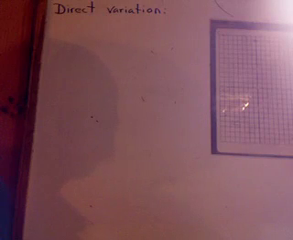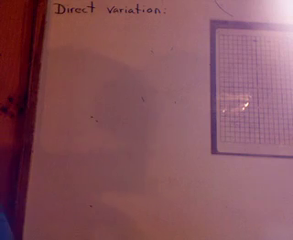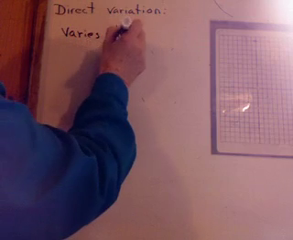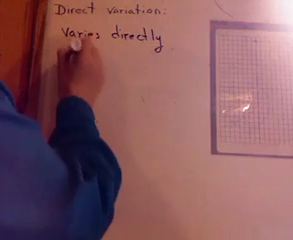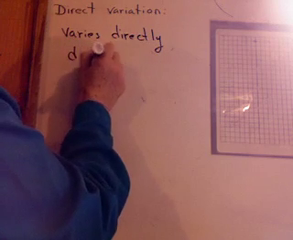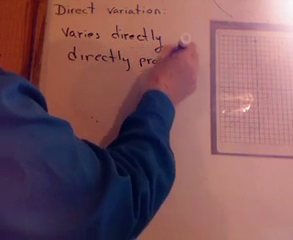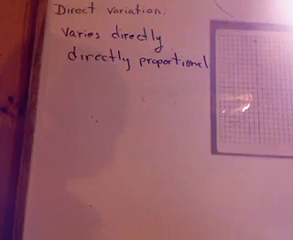Okay, I'm going to do some examples of direct variation. Now, the words are going to be sometimes a little tricky. I might say there's a direct variation between two numbers. I might say varies directly. I might say directly proportional to. All of these mean the same thing.